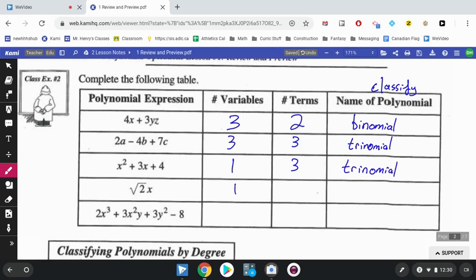Next one, number of variables, again, is 1. There's just the x. That's the only variable I see. Number of terms, there's only 1 term. So the name of a 1-term, that's a monomial. That's what we started the day with.